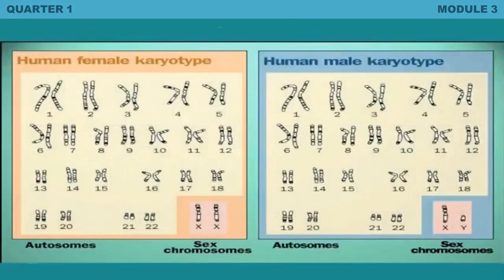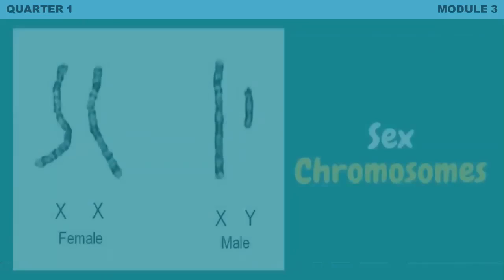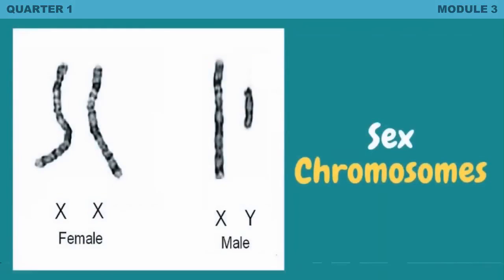In human karyotype, each cell normally contains 23 pairs of chromosomes, for a total of 46. 22 of these pairs are called autosomes or body cells, which look the same in both males and females, while the 23rd pair is the sex chromosomes, which differ between males and females. The X and Y chromosomes, also known as the sex chromosomes, determine the biological sex of an individual.